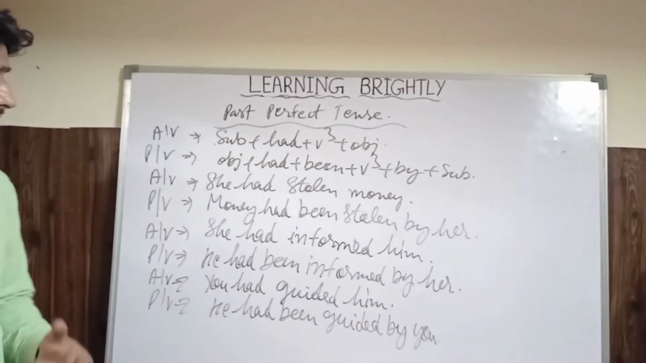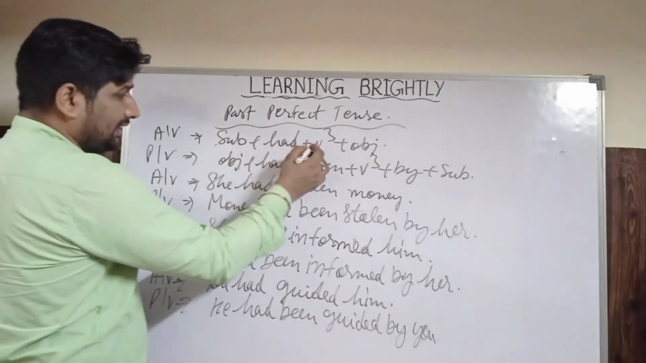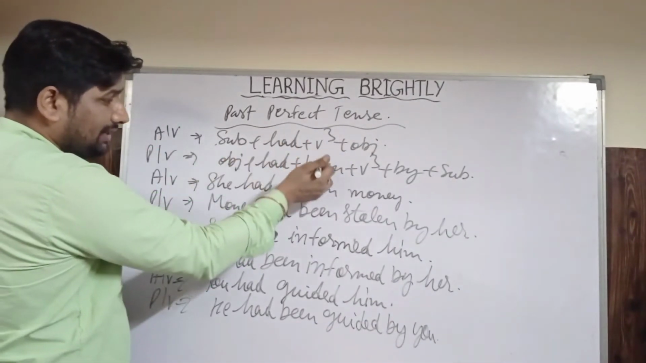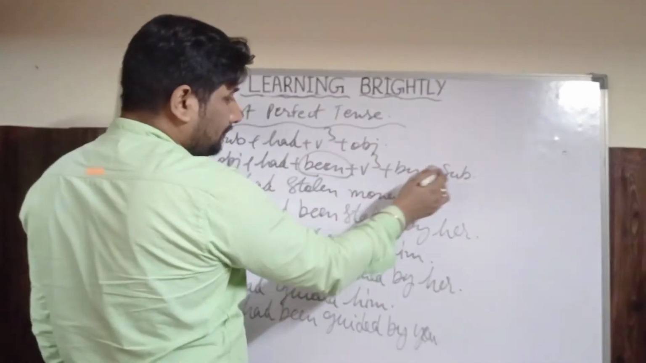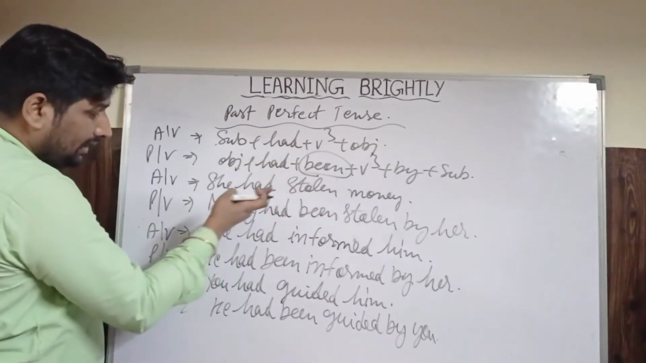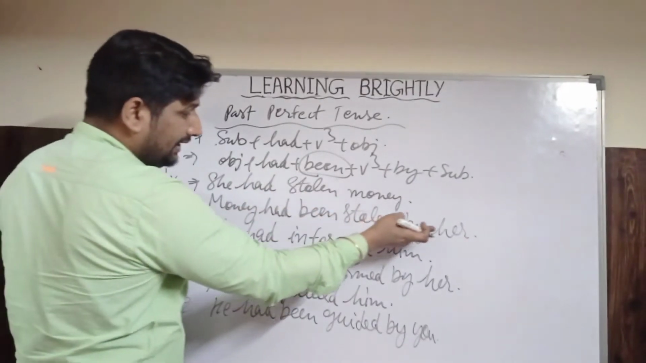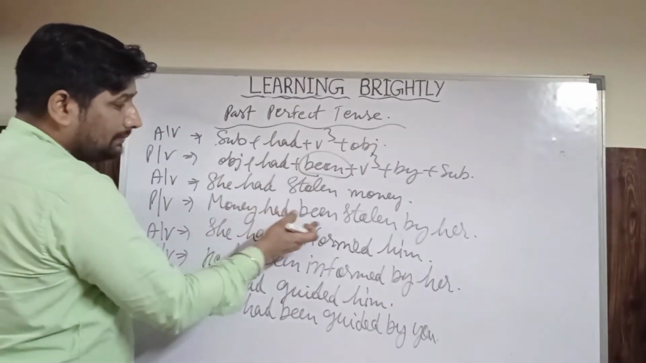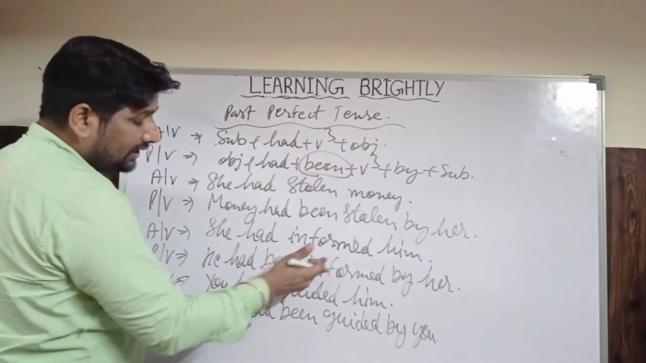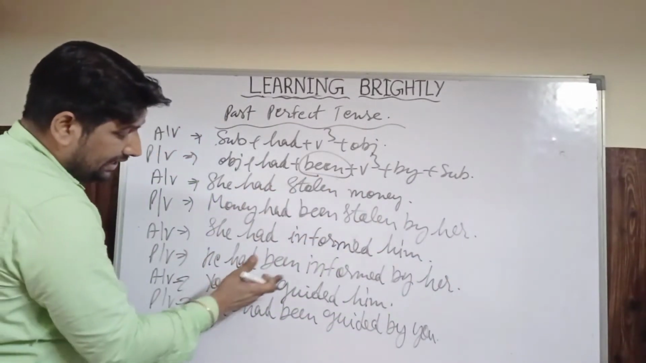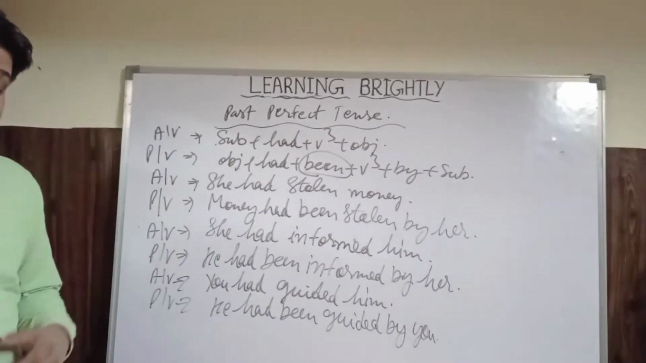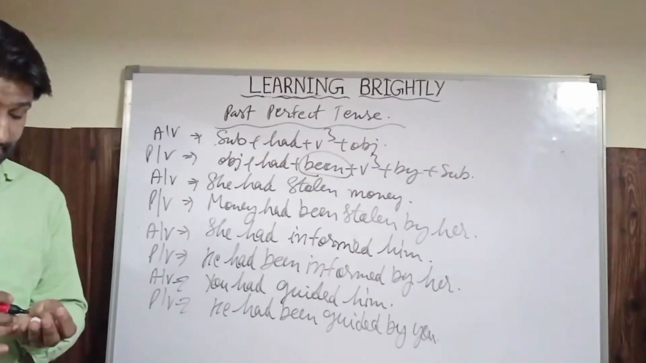So what we have to keep in our mind: subject, had, third form, object in active voice. In passive voice object will come first, had, then been, third form, by subject. Like she had stolen money. Object money, had, been, third form, by subject. Money had been stolen by her. She had informed him. He had been informed by her. You had guided him. He had been guided by you. So dear friends and dear students, these are the simple examples.